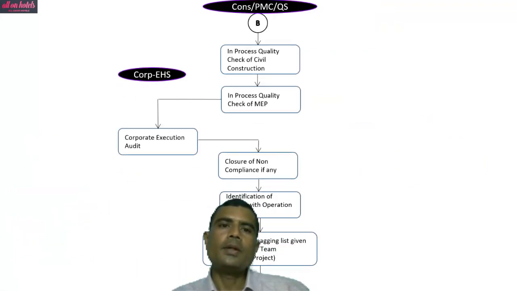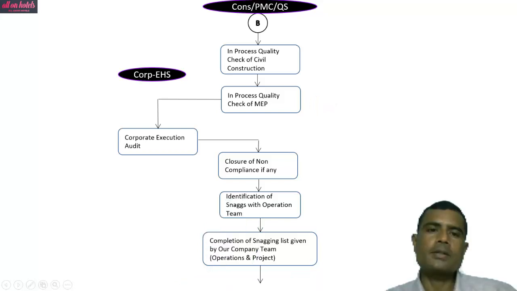Now the consultant or PMC at site, they do the in-process quality check of civil construction, then in-process quality check in MEP. Corporate EHS team comes in between. The corporate execution audit they do. Closure of non-compliance is done by PMC or the contractors at site. Identification of snags with operations team is done. Completion of snagging list given by hotel team, operations and project.